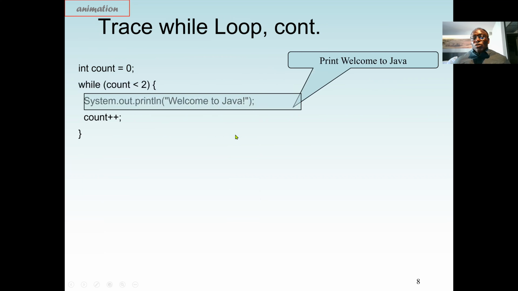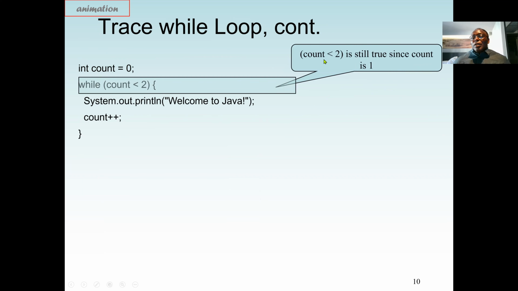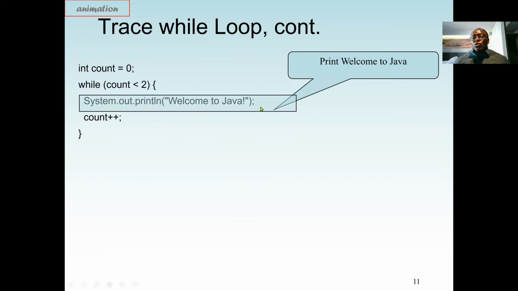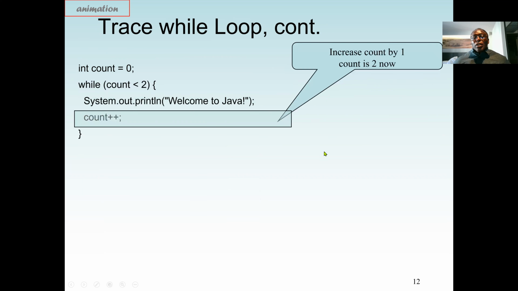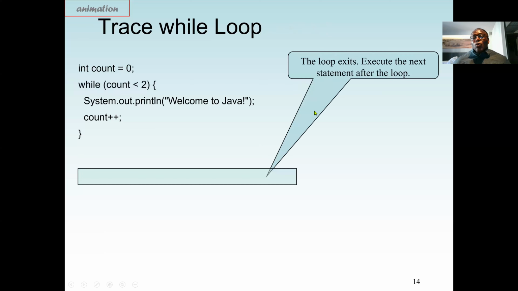So the condition is true, we print welcome to Java. We increment by 1. Now we say, okay, is 1 less than 2? Yes, it's true. So we print welcome to Java again. We increment to 2. Now is 2 less than 2? It is false. If 2 less than 2 is false, then we have to come out of the execution of the loop.